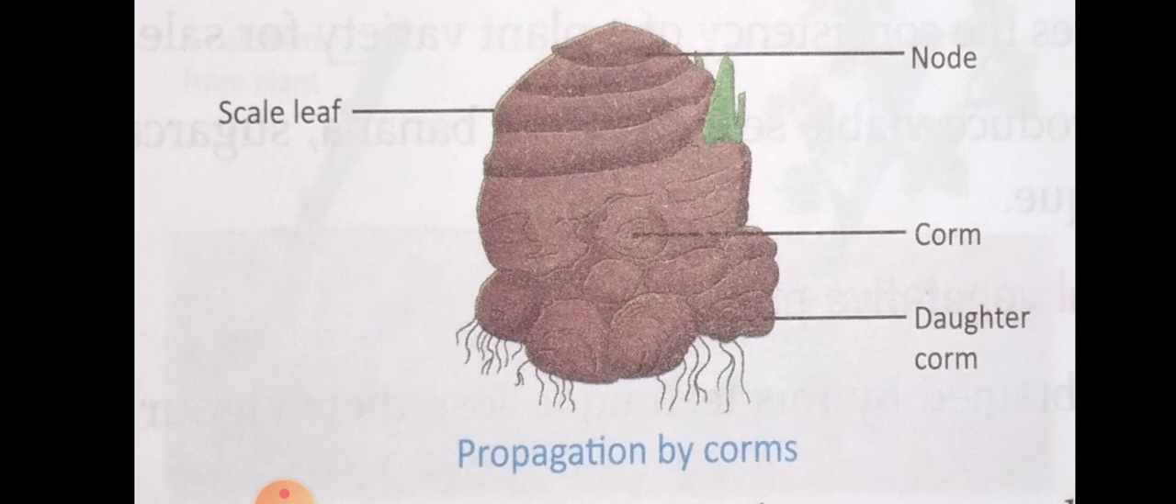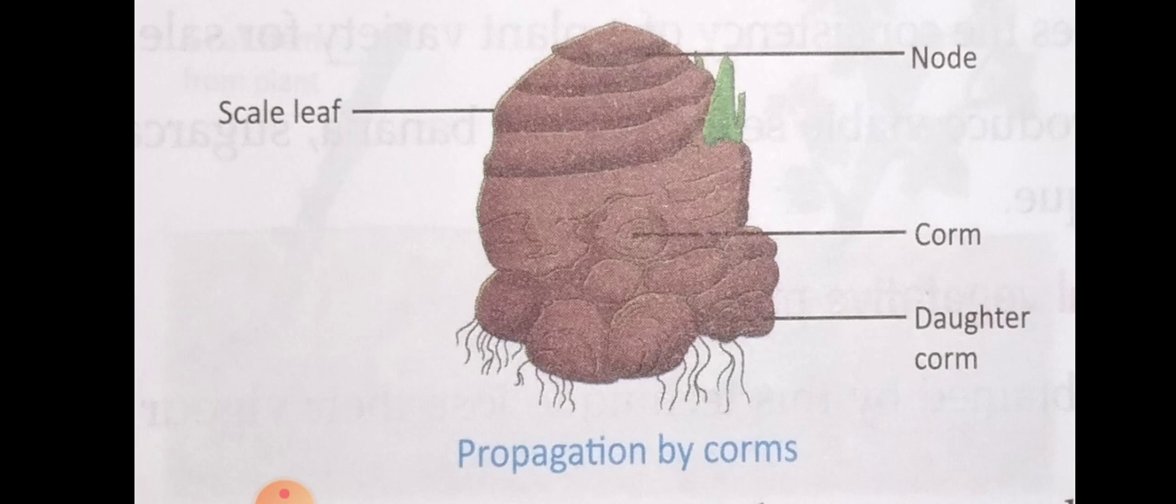They are formed in clusters, in groups around the swollen base of stem. You can see the swollen base of stem. So buds, from where do they arise? From the top of the corm, and roots arise from the underside of it. In the picture you can see the scale leaf, node, corm, and the daughter corm, how it is getting produced, how it is arising. Next one, runners.